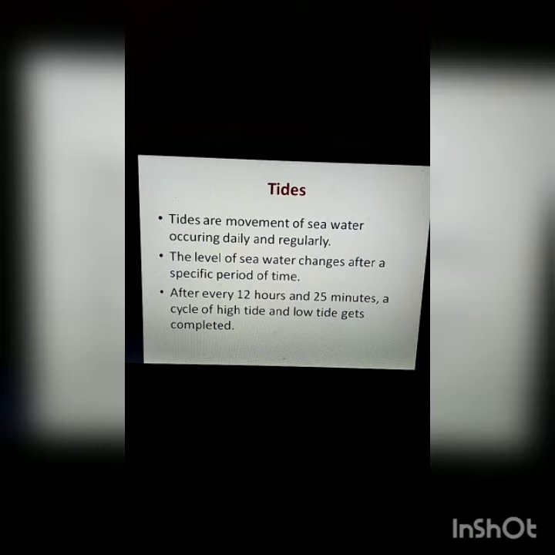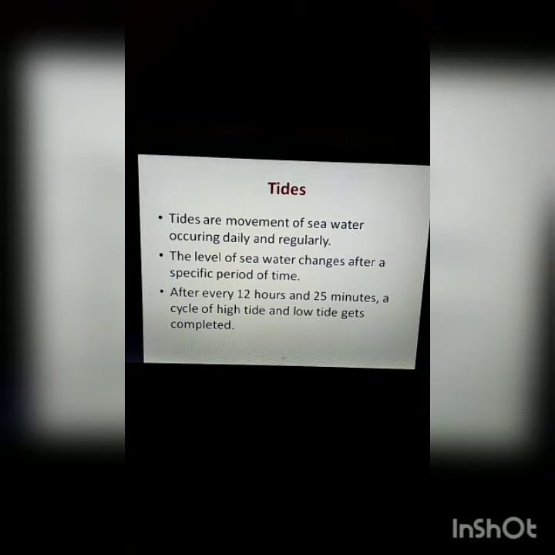Tides are movements of sea water occurring daily and regularly. It is the movement of sea water which is happening daily and regularly. The level of sea water changes after a specific period of time. So after a given specific period of time, the level of the sea water changes.